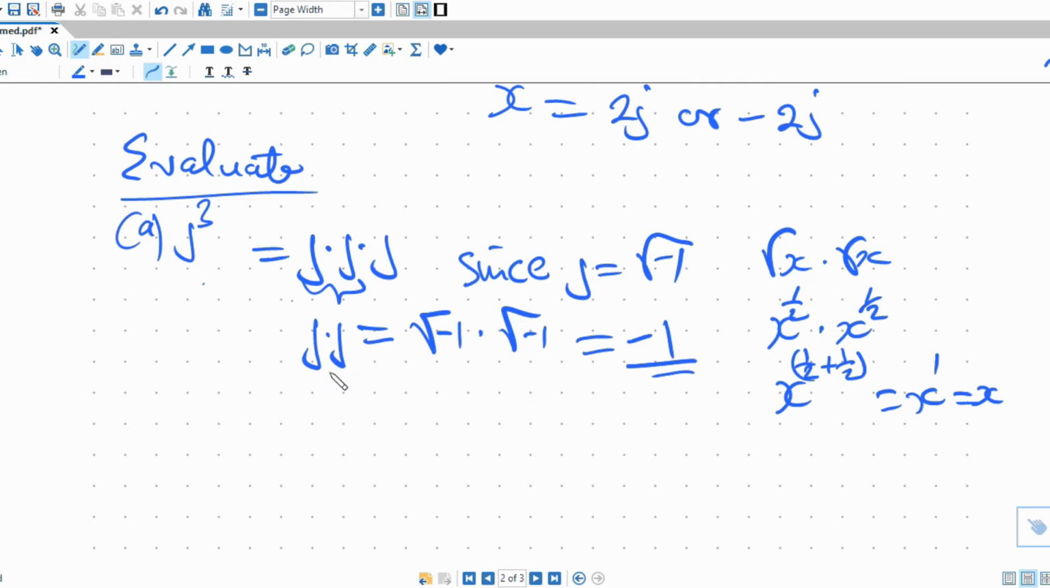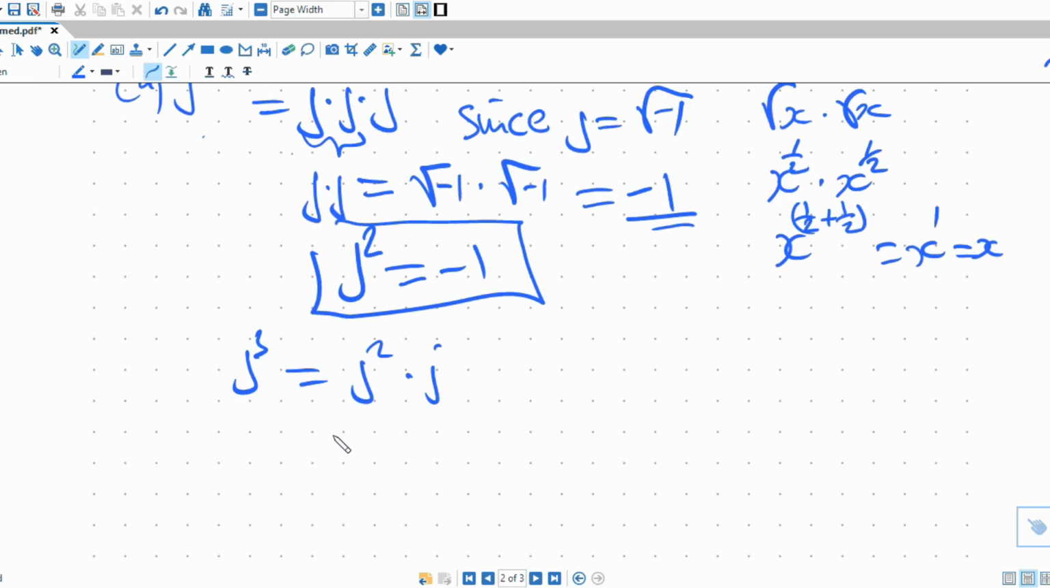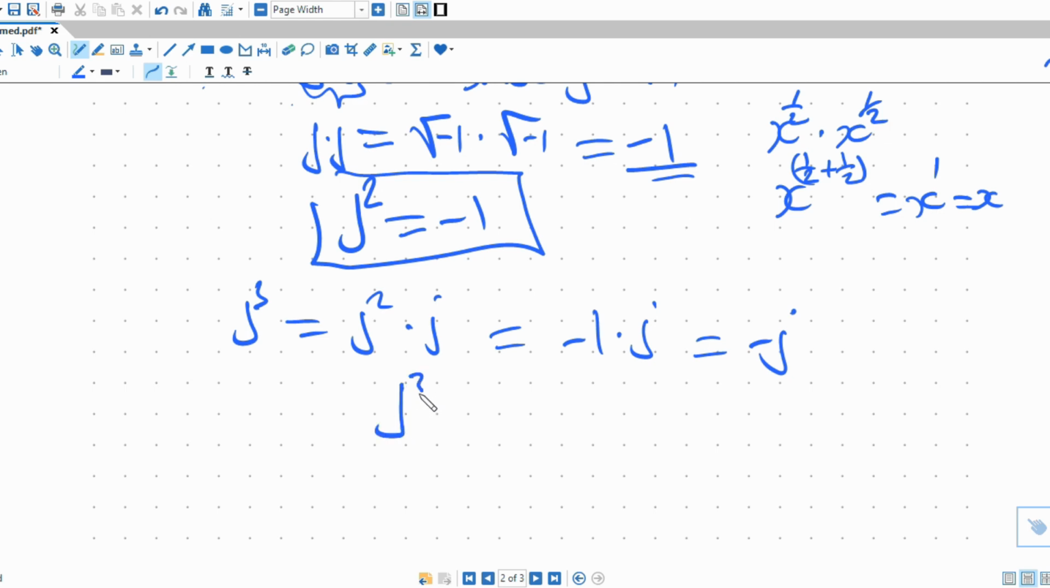We also know that j times j is j squared. So it means that j squared equals negative 1. But since we were looking for j raised to 3, which is the same as j squared times j, then this one equals j squared, which is minus 1, times j, which is simply negative j. So in other words, we are saying j raised to 3 equals negative j.